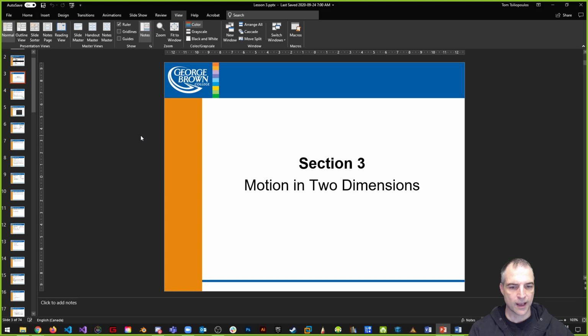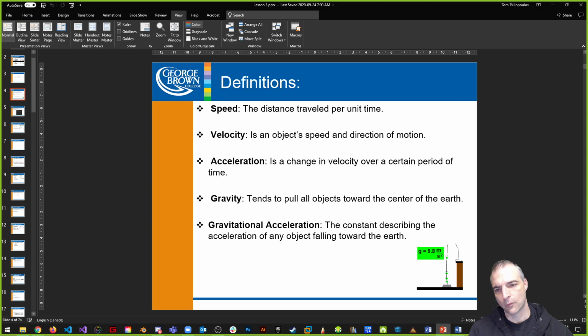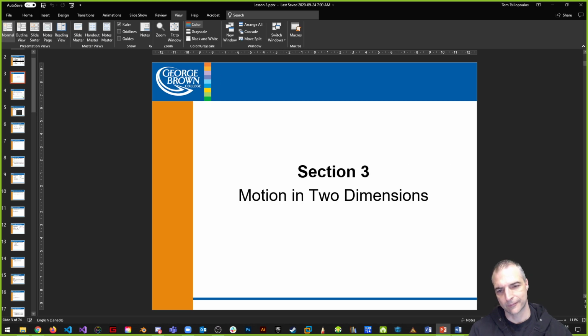So we talked last week about motion in one direction, and now we're going to extend that concept to motion in two directions, or 2 dimensions, if you will. I want to talk about what 1 dimension, 2 dimensions means. Okay, people are confused about that.